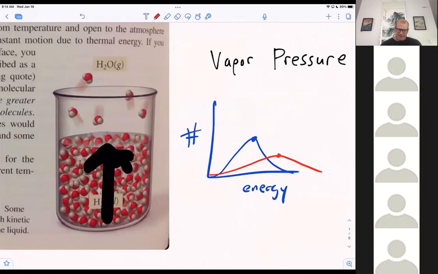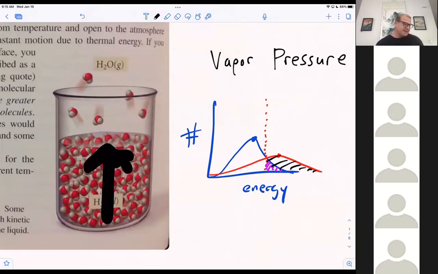Let's say this dashed line here is the amount of energy that it takes to break the intermolecular forces of water. I'm going to change colors again, I'll go purple. This purple area is the fraction of water molecules at that lower temperature that can break the intermolecular forces. Then again, I'm going to change colors to black. Here's the fraction over here for the red, including the purple, but I wanted you to see the purple. There's a larger fraction at the higher temperature, so there's more vapor at a higher temperature. Not surprising, we studied vapor pressure back in chapter 5.